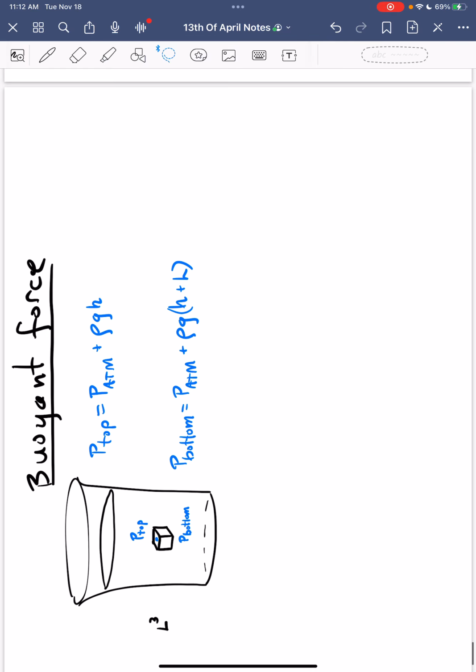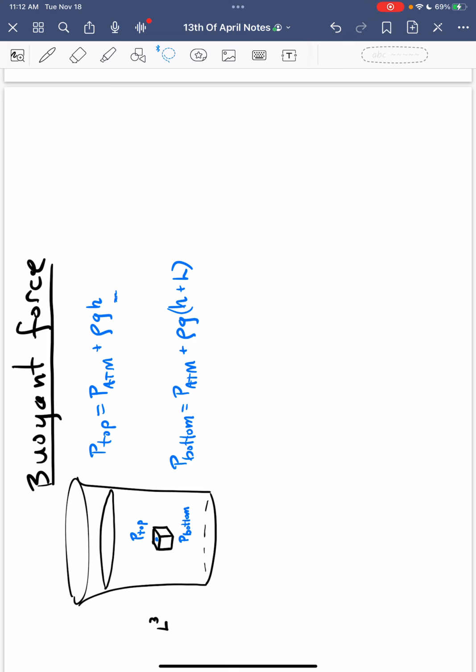As I showed in a previous video, the pressure in a fluid depends on the depth. So the pressure at the top of this little cube, whether it's wood or metal or something like that, has to do with the atmospheric pressure at the very top of the fluid, so that's atmospheric pressure, plus the depth, so rho g h. So that's h down from the top of the surface all the way down to where the top of the cube is. So this is the density of water times 9.8 meters per second squared times that h.